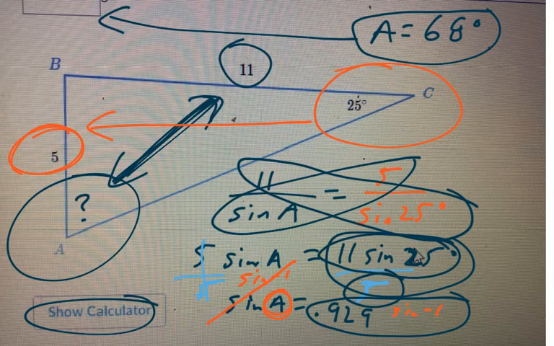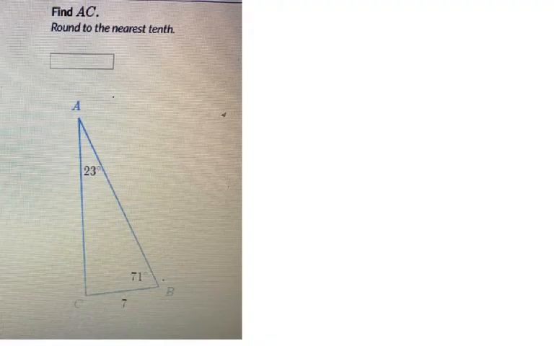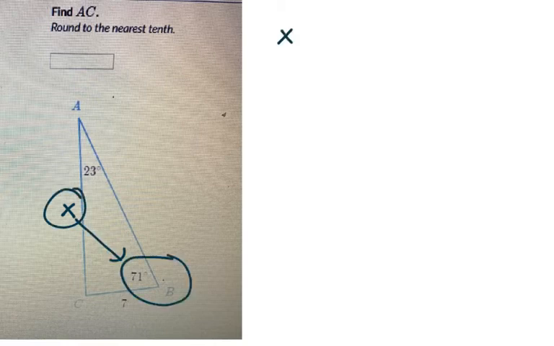All right, let's do another one. This time we're asked for missing side AC. I'm going to call it little x, okay? You can call it any letter you want. You can even call it AC if you wanted. But anyways, I know that little x, do you guys agree, is opposite with the 71-degree angle.